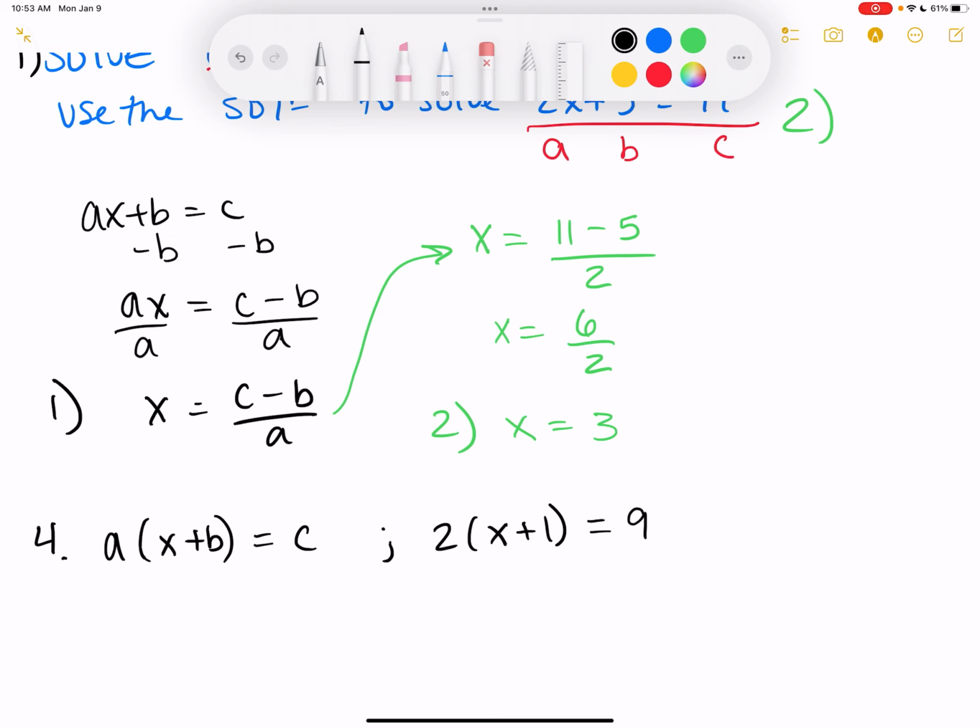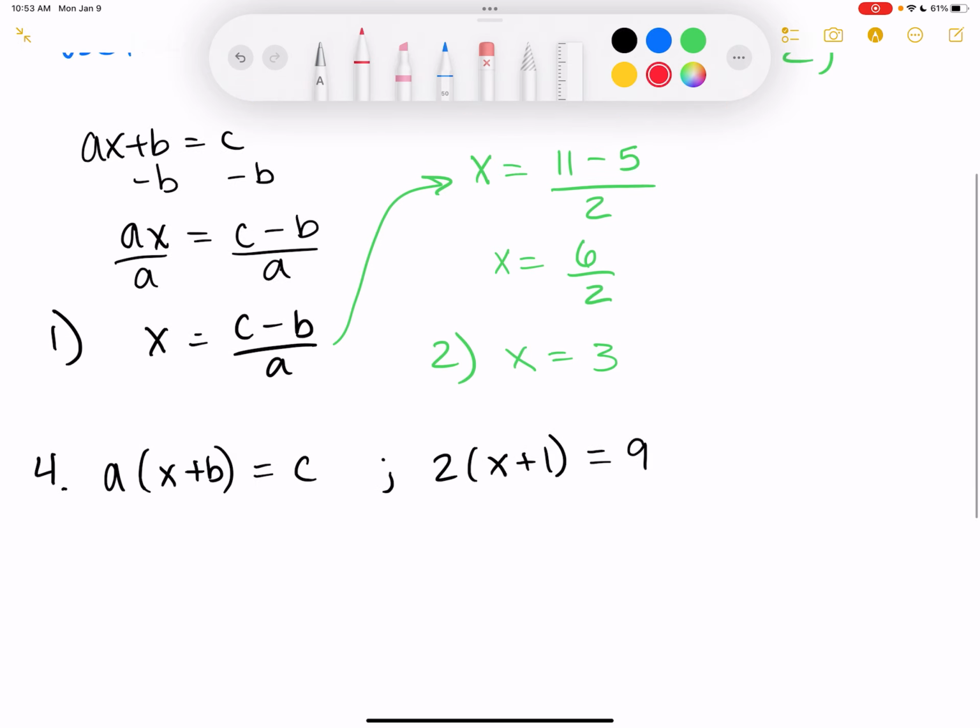So the first thing I would do is to always go ahead and say what A, B, and C are before you start doing anything. So they just match up perfectly. So A is 2, x plus B is 1 is equal to C, so C is 9.